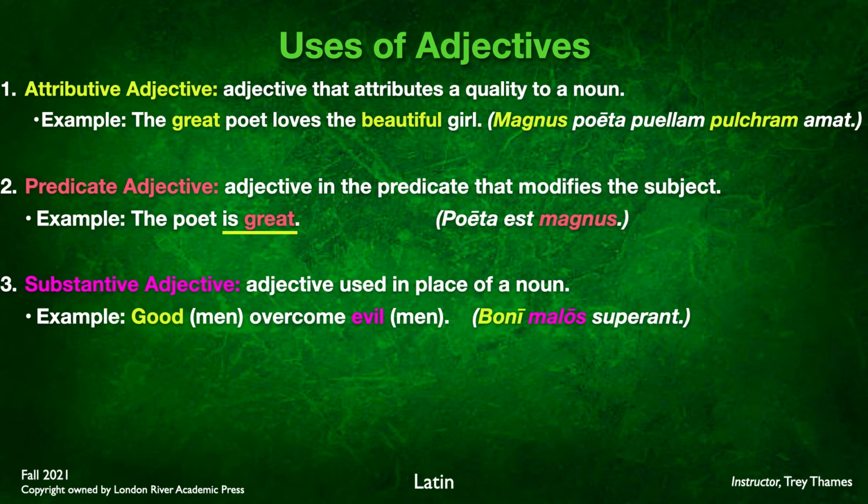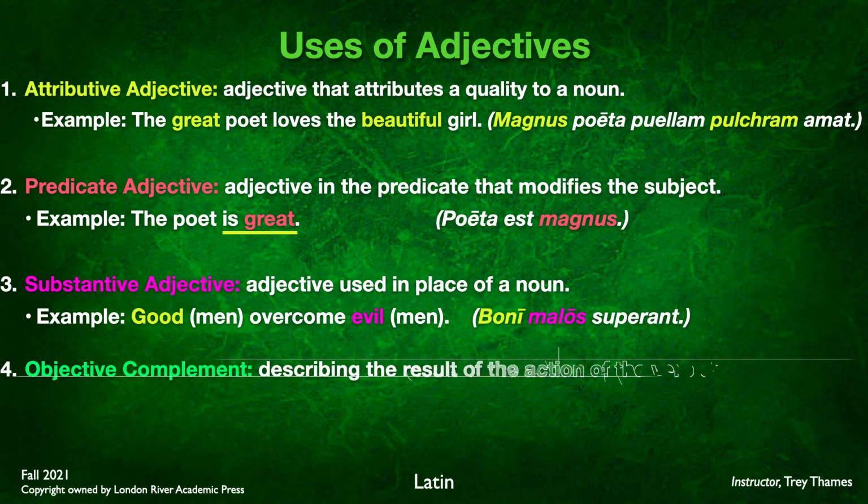So boni in Latin, nominative plural since it's the subject of the sentence, and masculine since we're intending men. If you had intended good women, you would use the feminine bonae, nominative plural. Boni malos superant. Malos is the direct object, so therefore it needs to be accusative plural. And again, since it is referring to men, it needs to be masculine, accusative plural. And then, of course, your verb superant. So boni malos superant.